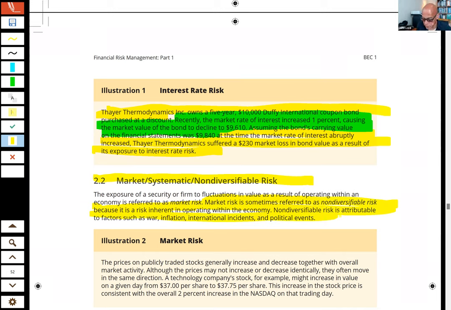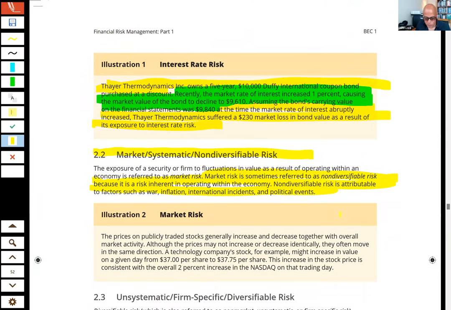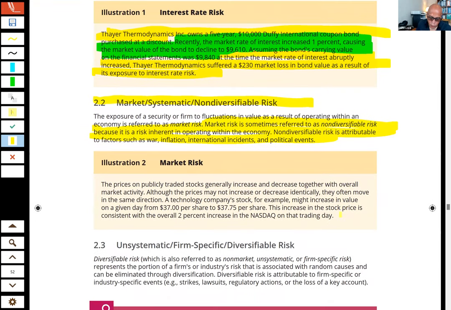I mean, looking at this stuff, it almost sounds like we're talking about the news that we see on a daily basis. So when we look at market risk, generally prices increase and decrease together, all businesses are affected by these things. Although the price may not increase or decrease identically, they often move in the same direction. And so we say, for that reason, it is very difficult to diversify out of market risk.